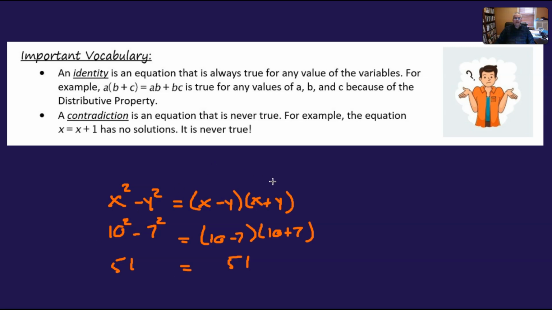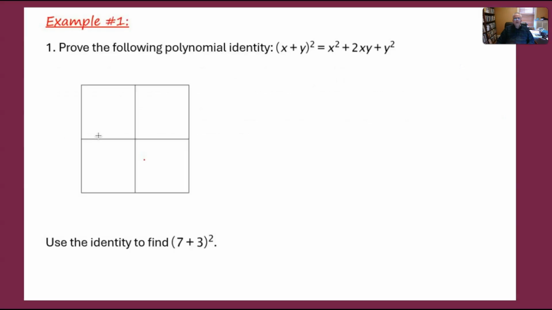That's an identity. At the other extreme is a contradiction. A contradiction is an equation that is never true. For instance, like x equals x plus 1. If you think about that, it's saying a number is equal to 1 plus that number. That's never true. That's a contradiction. All right. Well, our job is to show that certain polynomial identities are true.